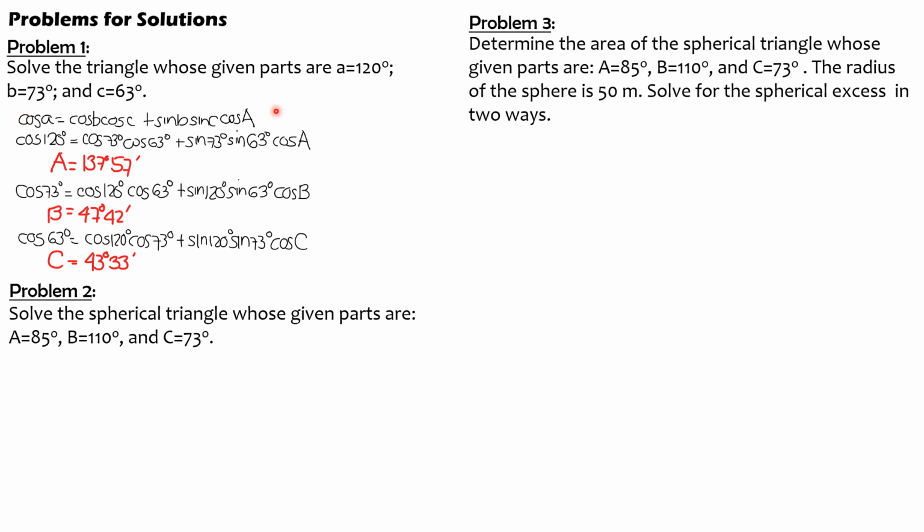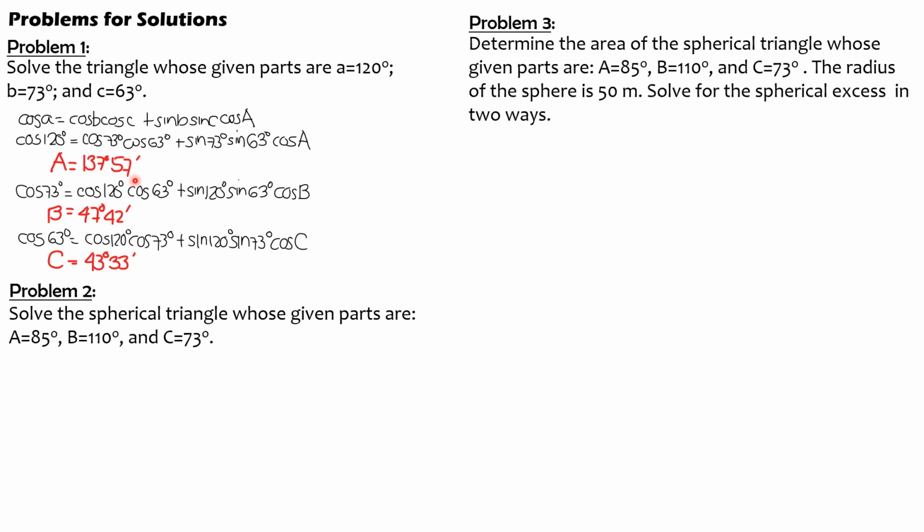So as mentioned earlier, cosine of side A equals cosine of side B cosine of side C plus sine of B sine C cosine of the angle opposite to side A. Substituting values, cosine 120 degrees equals cosine 73 degrees, cosine 63 plus sine 73 sine 63 cosine angle A. So using your calculator there, angle A is 137 degrees 57 minutes.